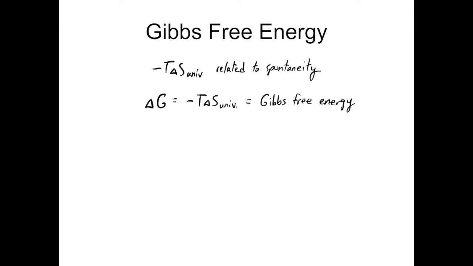That negative T delta S universe term that we just saw is related to the spontaneity of the process being examined. And that term is actually given a specific name. It's called the Gibbs free energy. And because it's related to spontaneity, when the entropy of the entire universe increases, that's spontaneous, and that gives you a sign of delta S universe that's positive, right? Positive related to an increase. So negative T times a positive value gives you a negative number. So when delta G is negative, you have a spontaneous process.